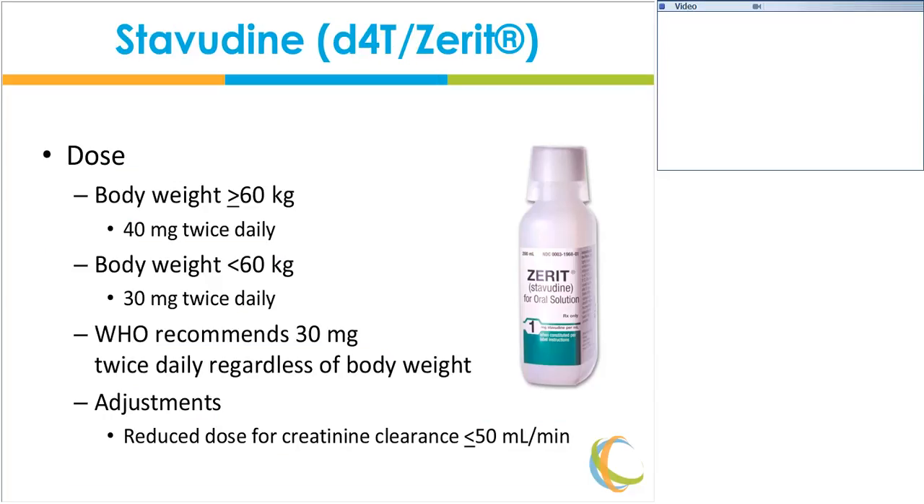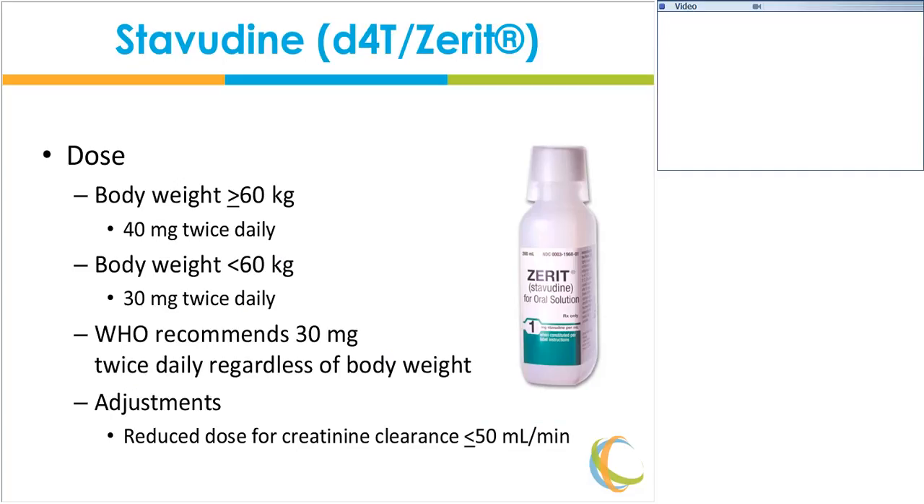Stavudine, or d4T, brand name Zerit, is a nucleoside analog of thymidine. Like didanosine, stavudine has weight-based dosing recommendations, also with a cutoff of 60 kilograms. So if somebody weighs 60 kilograms or more, the recommended dose according to the package labeling is 40 milligrams twice daily. If someone weighs less than 60 kilograms, the dose is 30 milligrams twice daily. Interestingly, the World Health Organization recommends 30 milligrams twice daily, regardless of body weight.